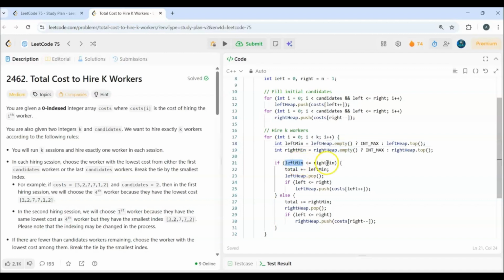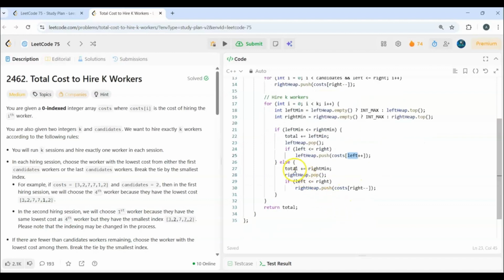So if the left min value is less than or equal to the right min value, we'll consider the left min value and add it to the total variable. And after considering that particular worker, we'll remove the worker from the left heap with the help of the pop function, and again we'll push the next element from the start inside our left heap with the help of our left pointer. And if the left min value is greater than the right min, which means the smallest cost worker is on the right side, then we'll consider the right min value inside our total cost. We'll pop that worker from our right heap with the help of the pop function, and we'll push another worker inside our right heap with the help of our right pointer.